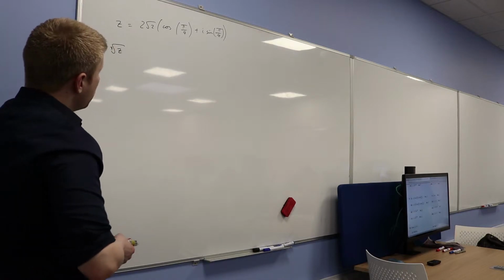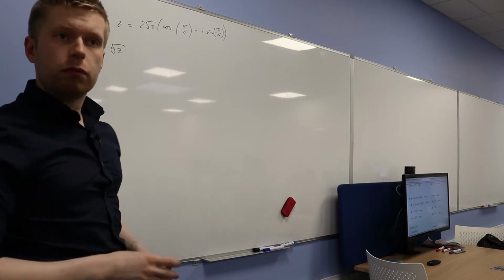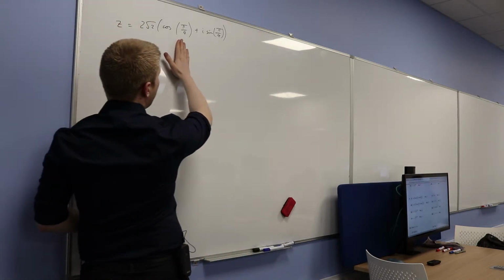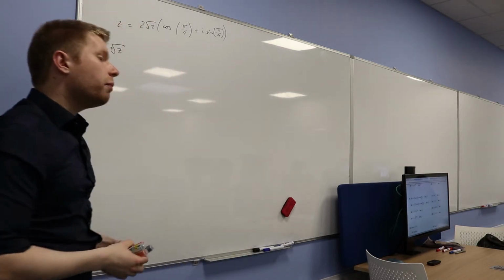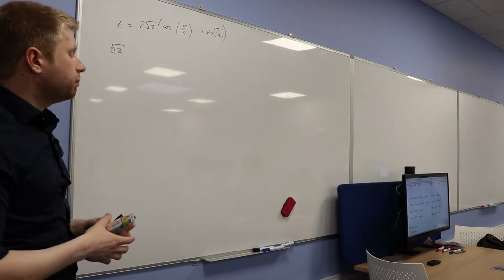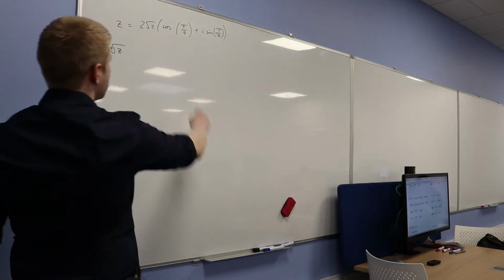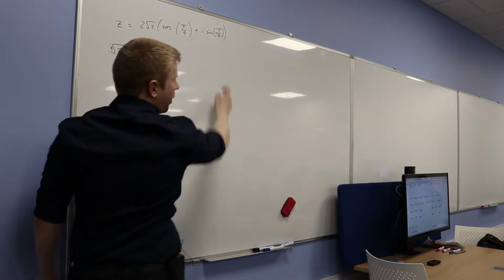So we have been given that z is equal to 2 root 2 multiplied by the cosine of pi by 4 plus i sine of pi by 4. So what is the modulus and the argument of z? Modulus 2, argument pi by 4. Excellent. Modulus 2 root 2, argument pi by 4.